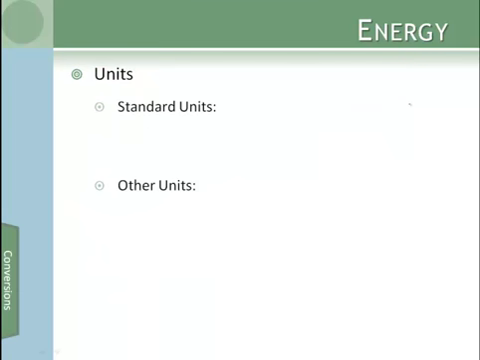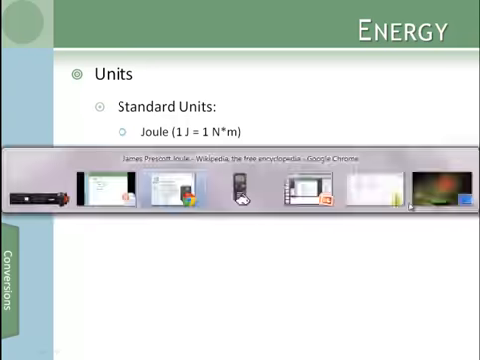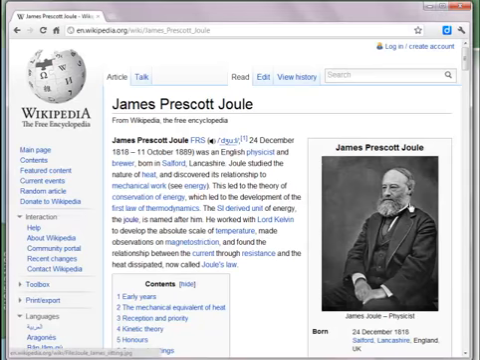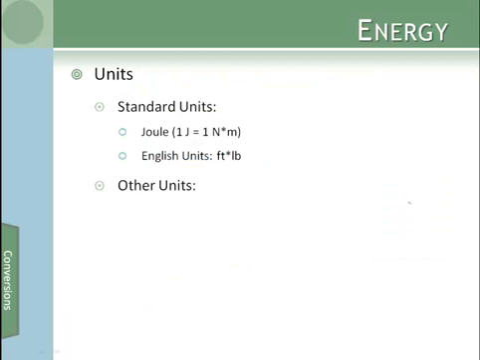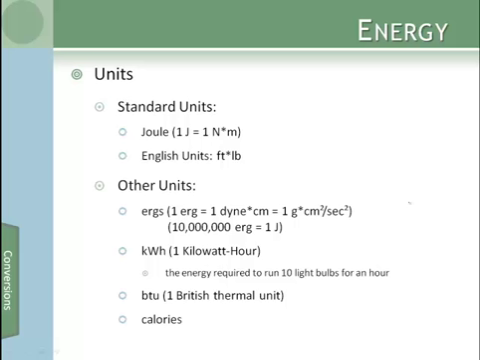Now, energy has specific units. The standard unit is a joule, and that uses a capital J because it's named after the person, James Prescott Joule, who helped make a lot of the original calculations about energy. In the English system, there's also a unit, and that is the foot-pound. Now, energy, because it comes in so many different forms, has a lot of different units. The centimeter-gram system has a unit called the erg, which we probably won't see too often, but it is extremely tiny. 10 million ergs makes up 1 joule.